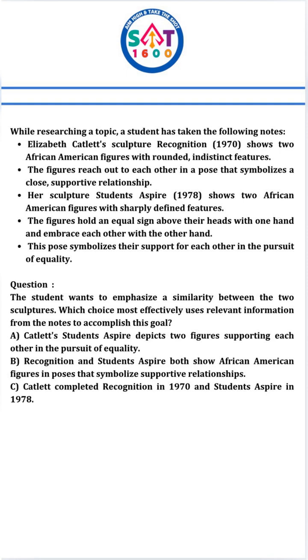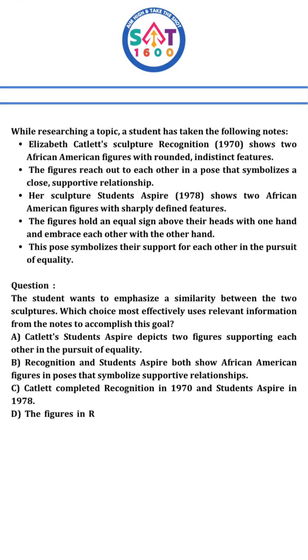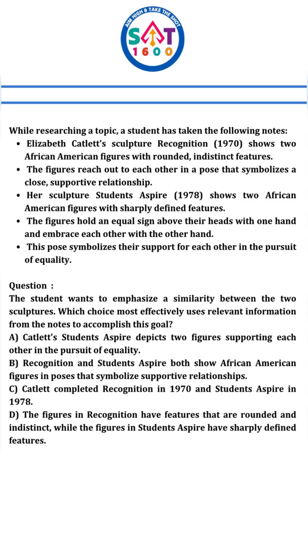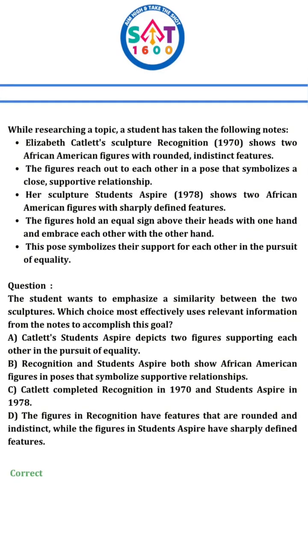Let's focus on option D. The figures in Recognition have features that are rounded and indistinct, while the features in Students Aspire have sharply defined features. So option D talks about the difference between the two sculptures and does not match the claim. Therefore, option B is correct, as it matches the requirement of the question.